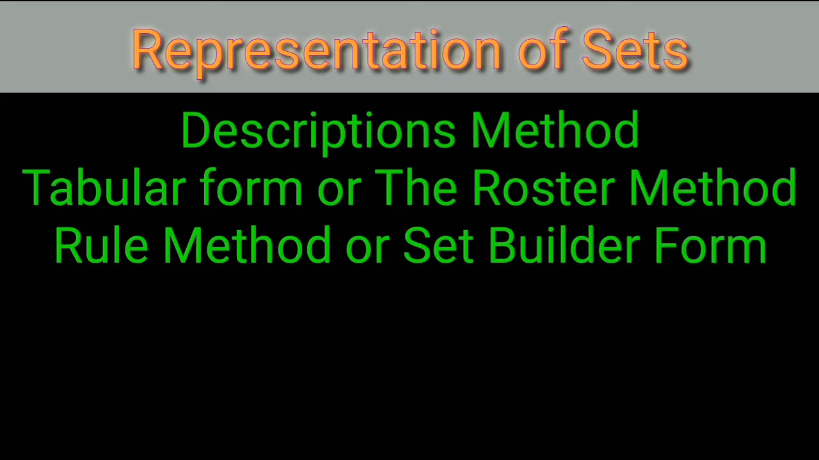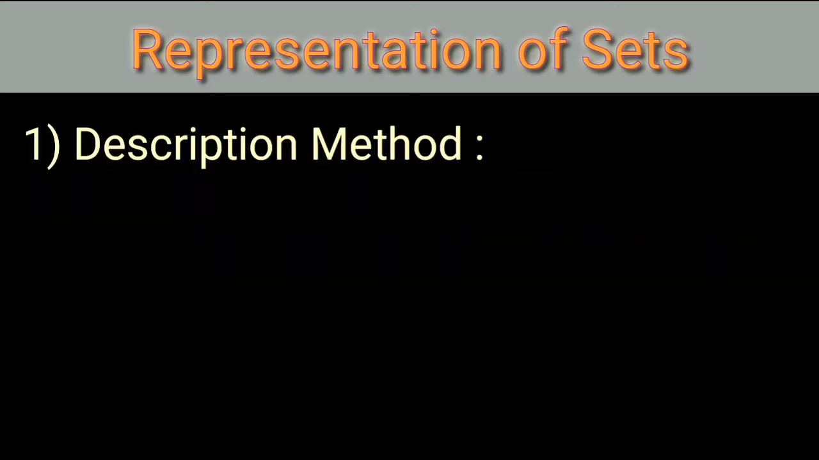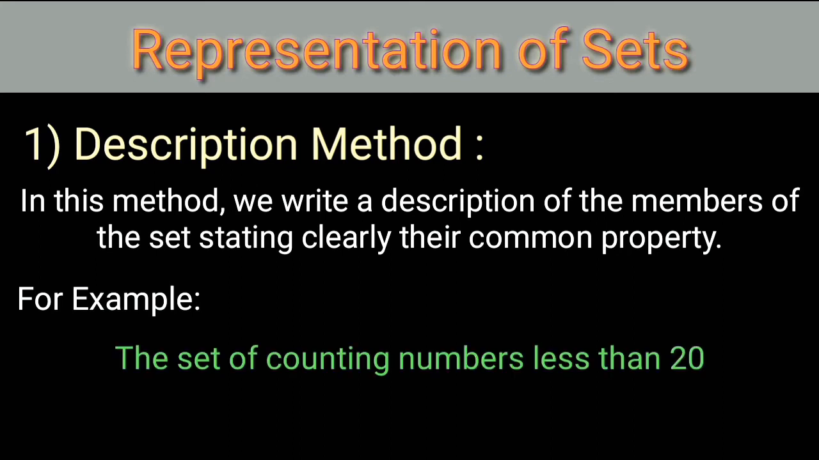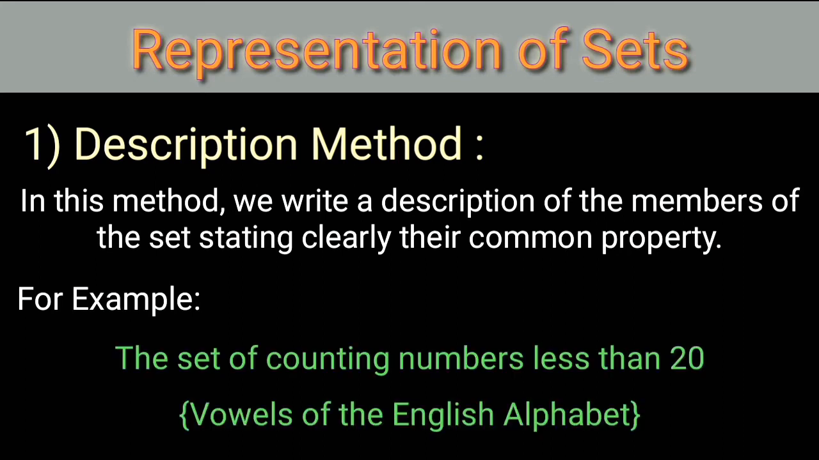Representation of sets. Sets can be represented with the help of three methods. These are the description method, the tabular form or roster method, and the third one, the rule method or set builder form. First, the description method. In this method, we write a description of the members of the set stating clearly their common property. For example, the set of counting numbers less than 20, the set of vowels of the English alphabet.